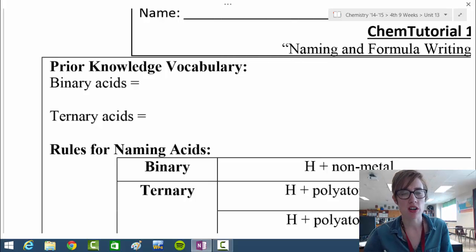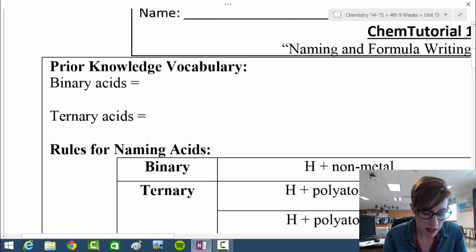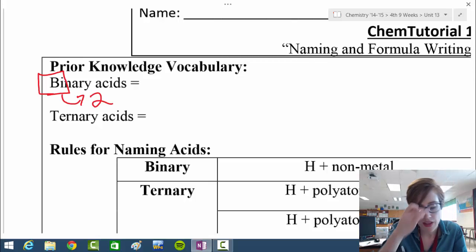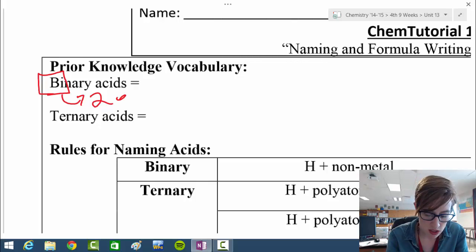First thing before we get started, I want to talk about two pieces of vocabulary that you should know prior to naming them, and that's a binary acid and a ternary acid. Binary acid, based on its name, is an acid that has to do with the number 2. That 2 is referring to how many elements are present in the acid. So it means 2 elements.